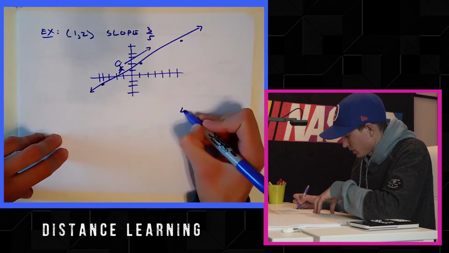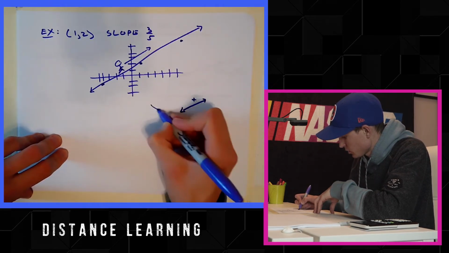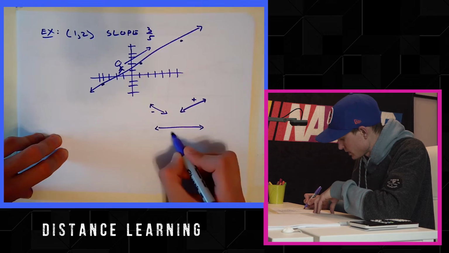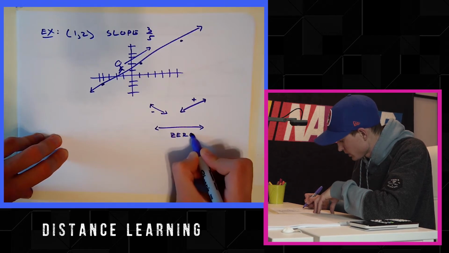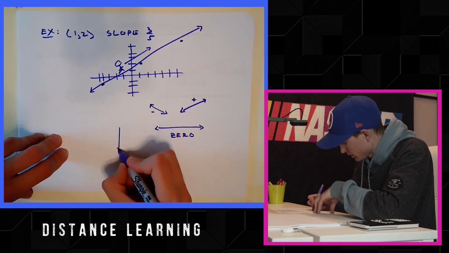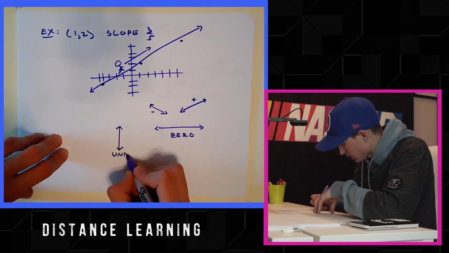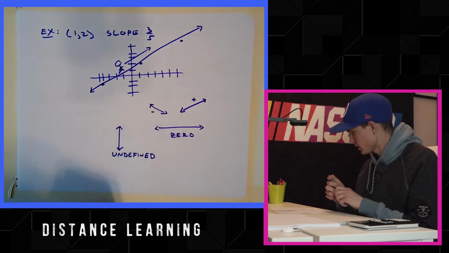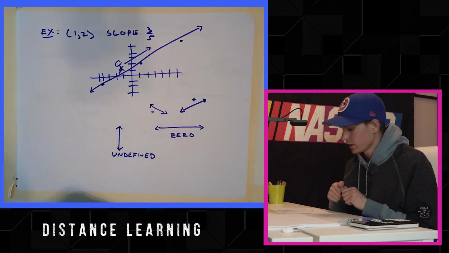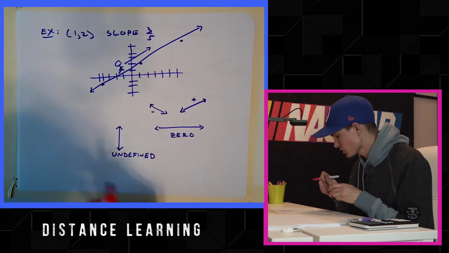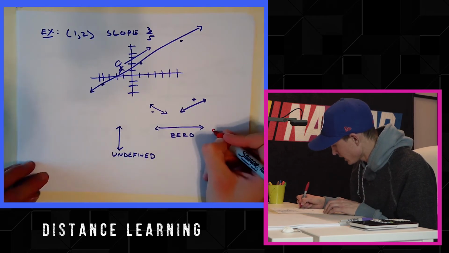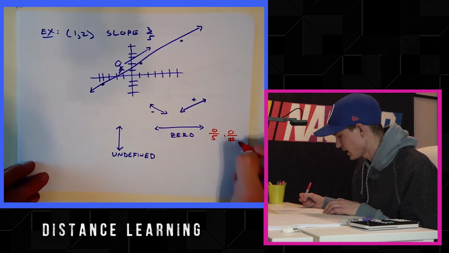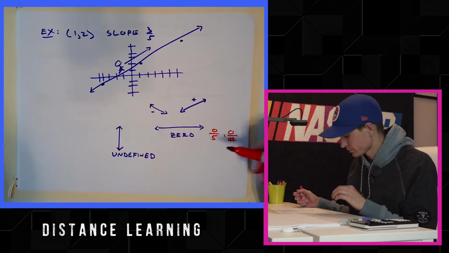So just a quick reminder, this would be a positive slope, this would be a negative slope, this is a 0 slope, and this is an undefined slope. Now just a quick thing, when you're using your formula, y2 minus y1 over x2 minus x1 for slope 0, you'll get like 0 over 5. It's basically just 0 divided by any number, that equals 0.